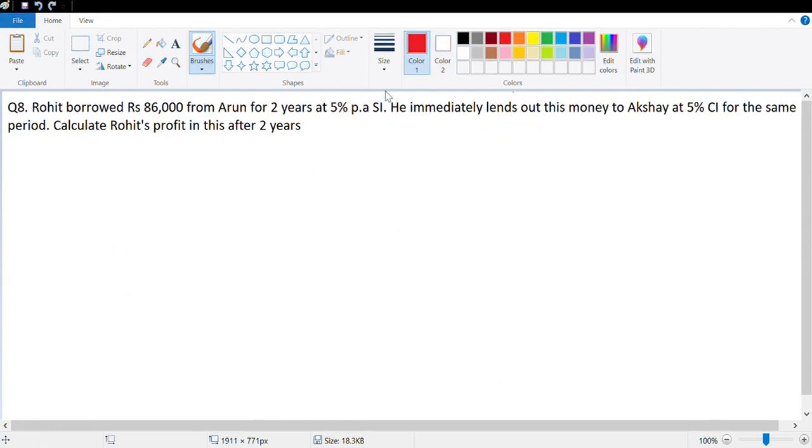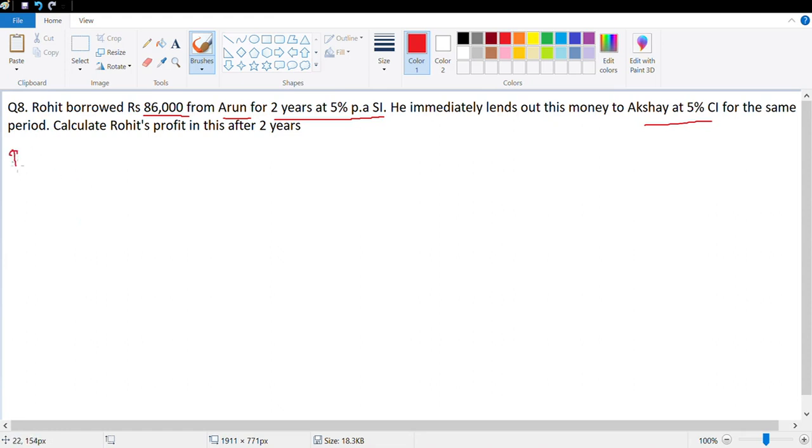It says Rohit borrowed 86,000 from Arun for 2 years at some interest. He immediately lent out this money to Akshay at 5%. Calculate Rohit's profit. So we have two cases. One, he'll have to pay the simple interest on the money he borrowed, and two, he'll receive the interest, which will be a compound interest that he lent out.